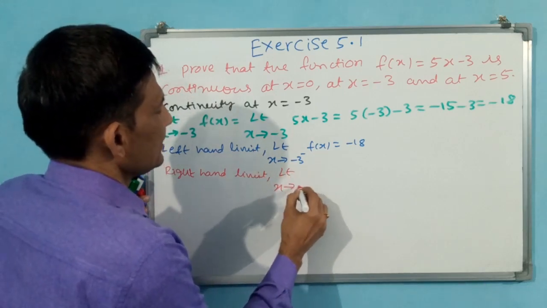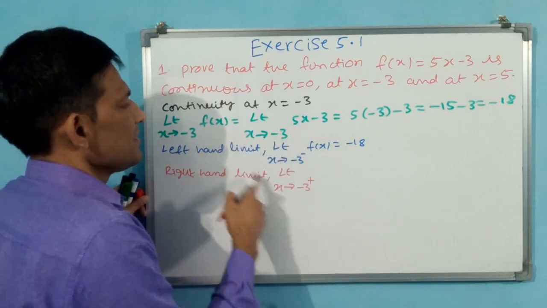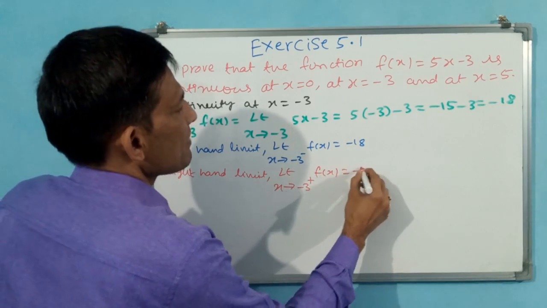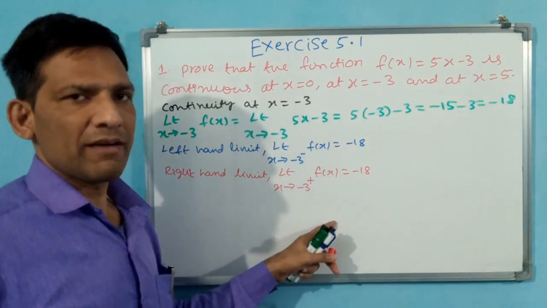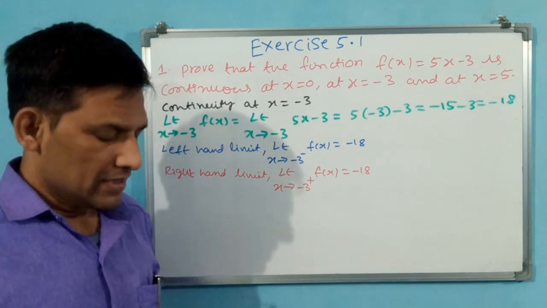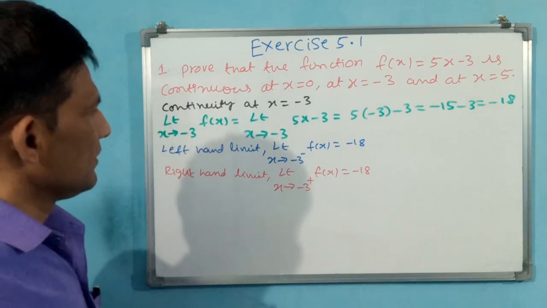Limit x tends to minus 3 plus. This is at minus 3, this is at minus 3 minus, this is at minus 3 plus. f of x is equal to minus 18. Why? Because this also you need not find. We know very well that this same is going to come. Okay. Now you write, by above.